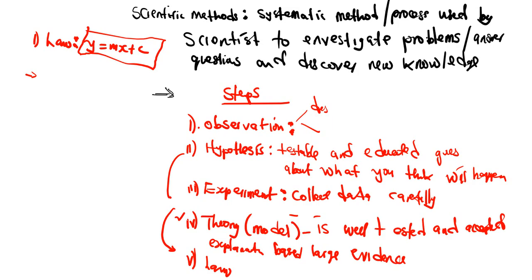So a law is tested and it will always be expressed in the form of a formula at the end. So we say a law is just a statement that describes the consistency of a natural phenomenon, a natural occurrence of something. It will always be expressed in a mathematical form.